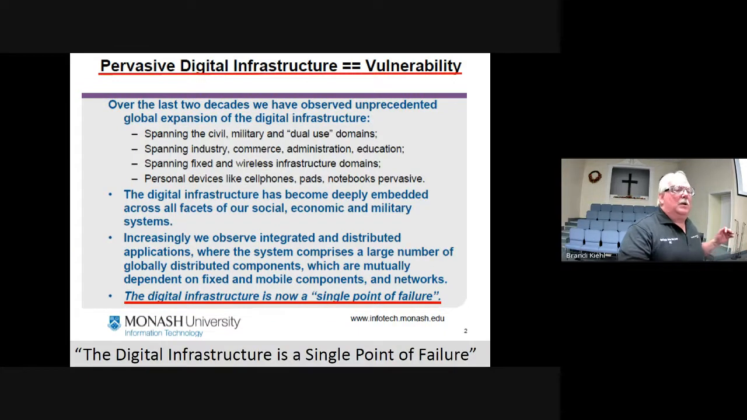Okay, this is a big point. Everything today runs on digital this, that, and the other. The internet, distributed control systems, SCADA, all that stuff is digital. Everything. The digital infrastructure has become a single point of failure for this country.